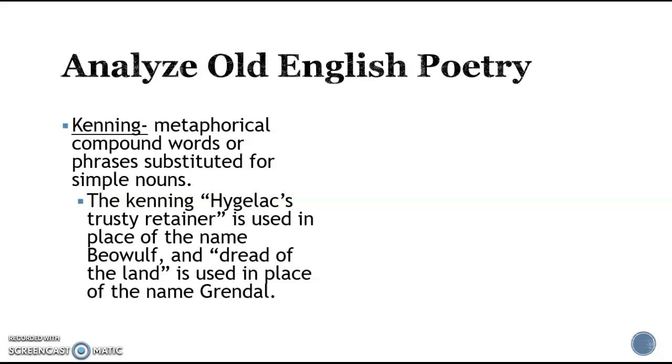So you might use kennings to rename teachers if you don't really like them, you want to talk in code. Like the grumpy one, for example. So it's a metaphorical compound. It typically says something about the person. So Higelac's trusty retainer. Trusty tells us something about that person. Retainer also does. What is a retainer? They keep something, or a protector. So a trustworthy protector.